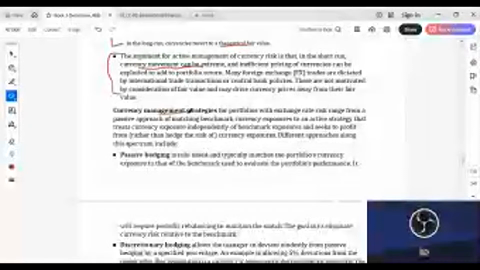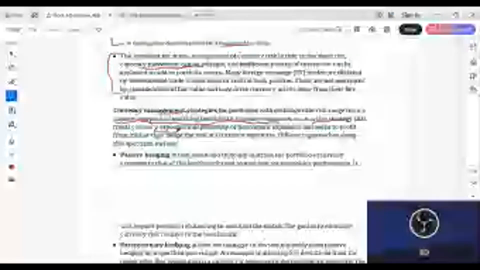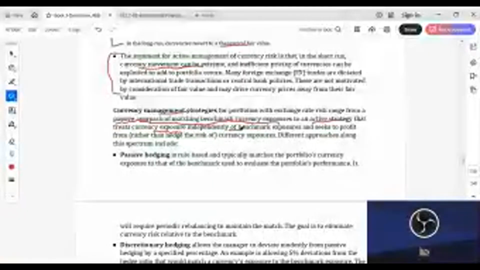Currency management strategies range from a passive approach of matching benchmark currency exposures to an active strategy that treats currency exposure independently of the benchmark exposures and seeks to profit from it rather than hedge. So the safest is passive hedging.